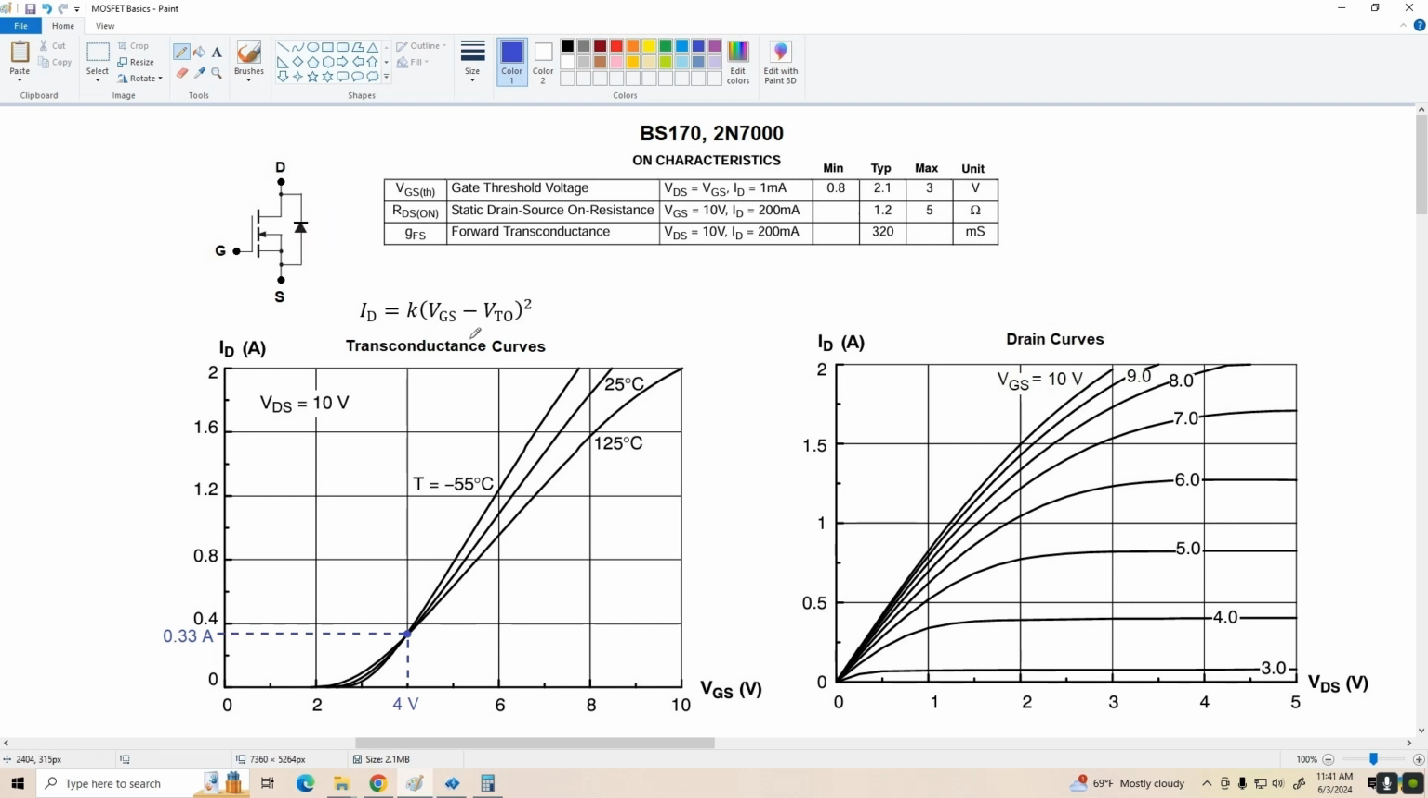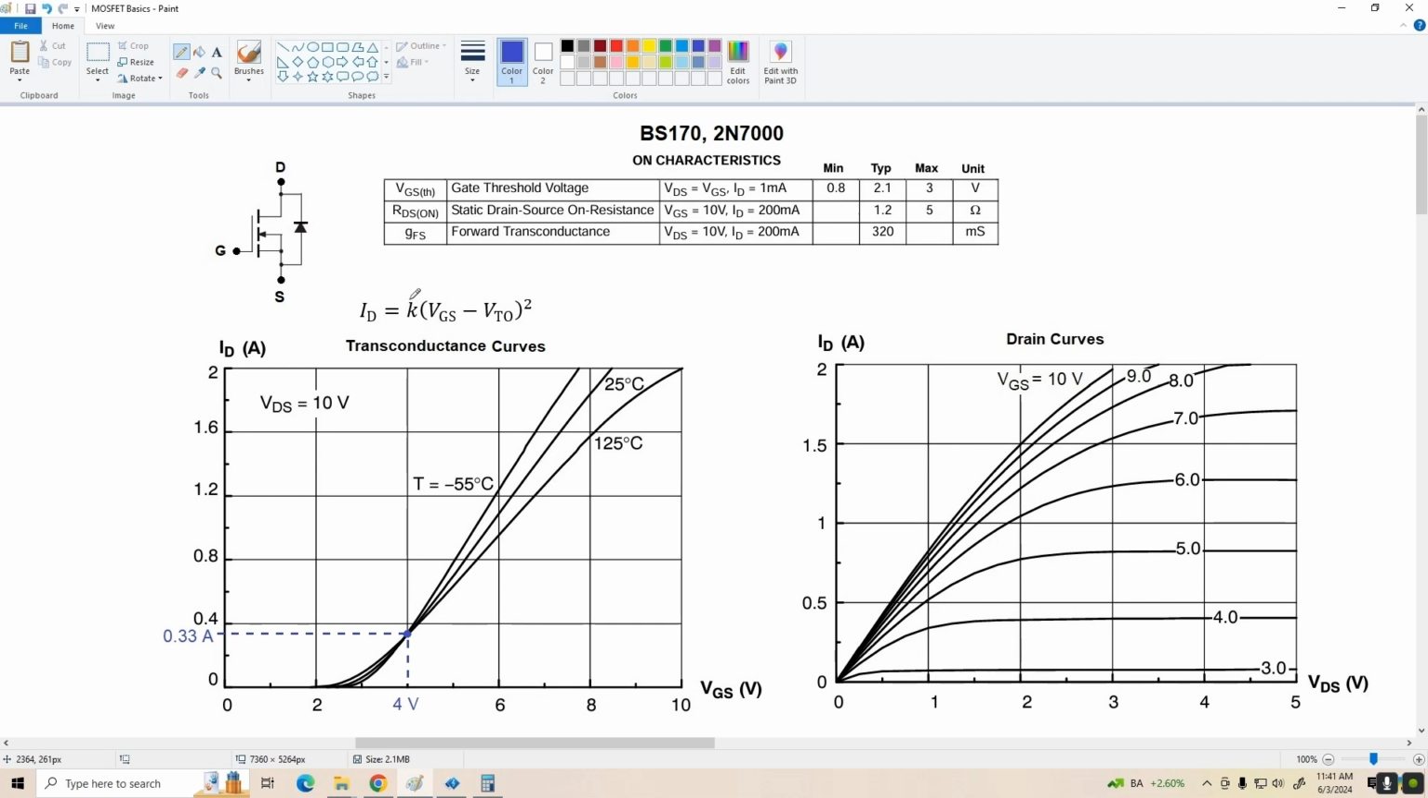Now, if we come down here to the typical transconductance curves, notice right off the bat that the drain current range they're giving is extremely high compared to what we're going to be using it for. Remember, we're using this as a small signal amplifier, so we're going to be biasing it up down here in the low milliamp range. So these curves are not really too useful to us, although we are going to use them right now to determine this proportionality constant K.